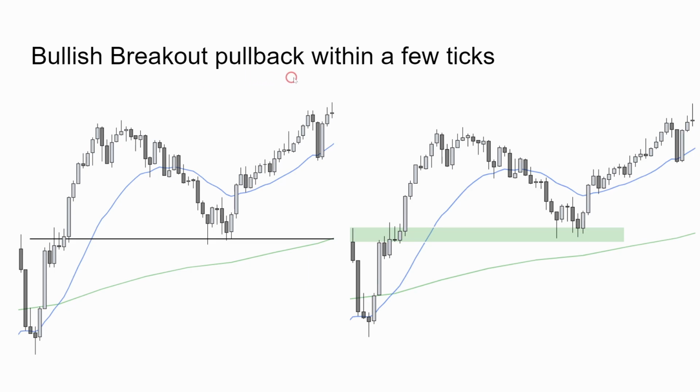Bullish breakout pullback within a few ticks. These are the same charts, I just kind of wanted to highlight different. It's the same thing, I'll show you. So here, bar 1 puts in the high of the day, and bears sell off into the EMA, and bulls reverse into the high. So now we've got a range put in.